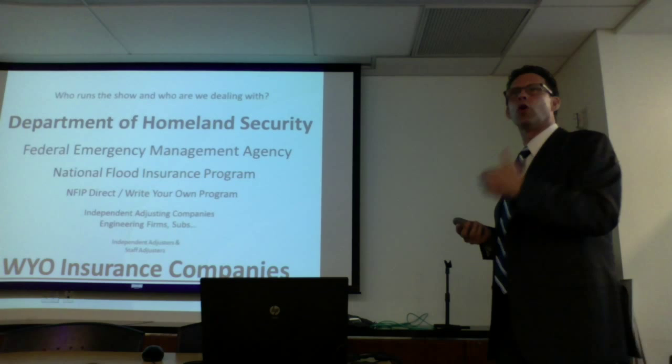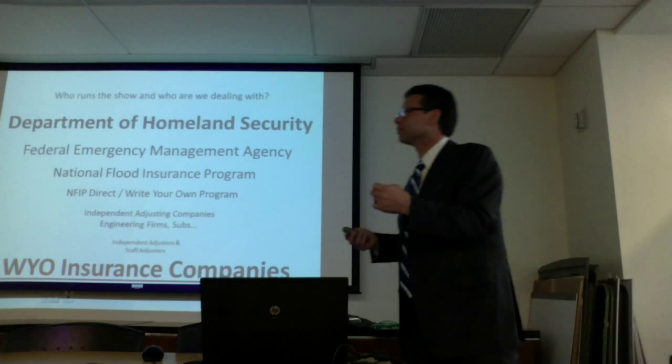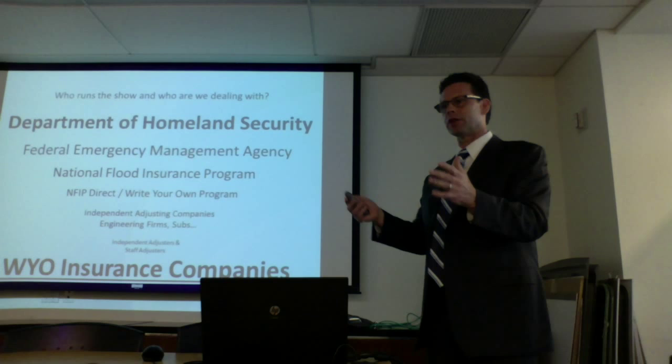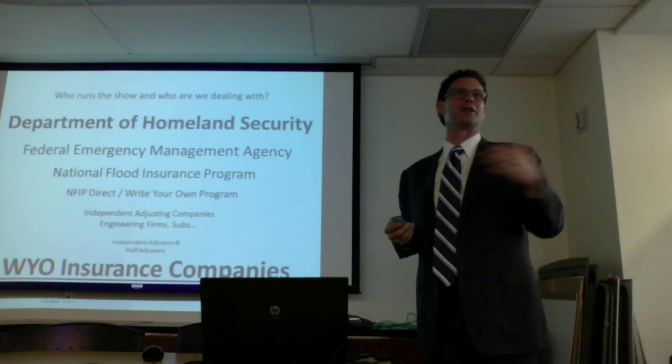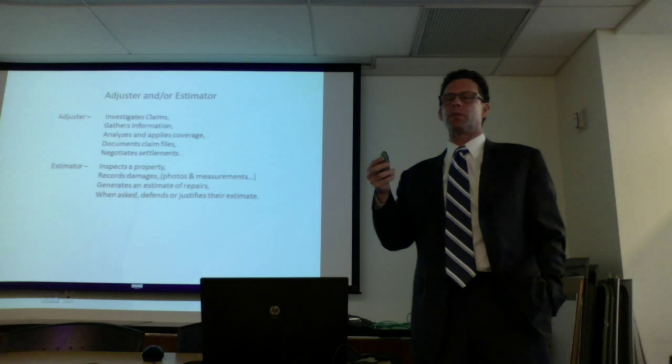Give you a quick example, Colonial Claims. An adjuster will go out from Colonial Claims. Colonial Claims tells them, here's what you write, here's what you're allowed to put in an estimate, and depending on the Write Your Own, there are different criteria or different restrictions, and I'll go over some of those as we go through.